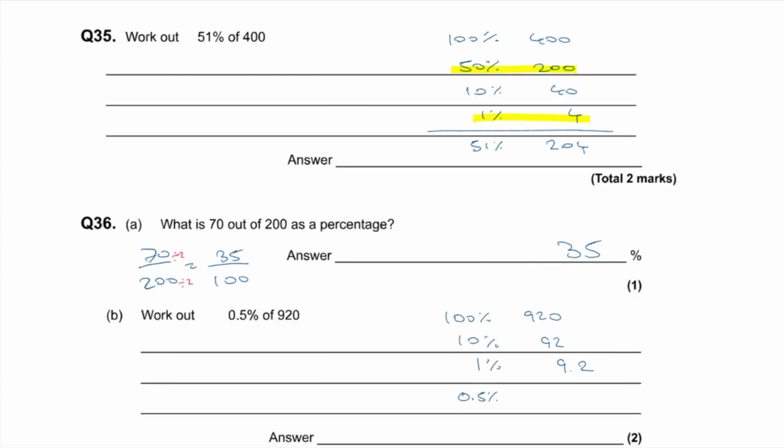Well, so what's half of 9.2? Well, half of 9 is 4.5. Half of 0.2 is 0.1. So 4.5 and 0.1 is 4.6, isn't it? So 4.6 is half of 9.2. And that's my answer then. It's going to be 4.6.